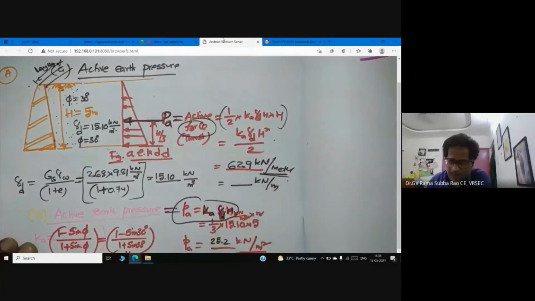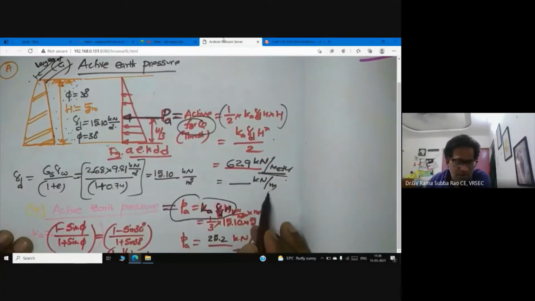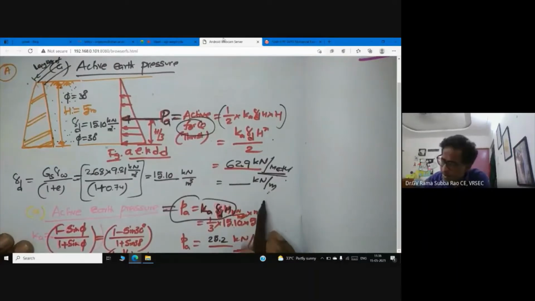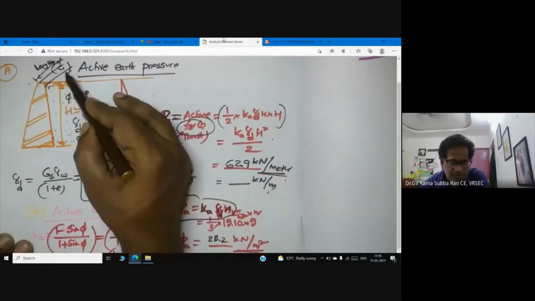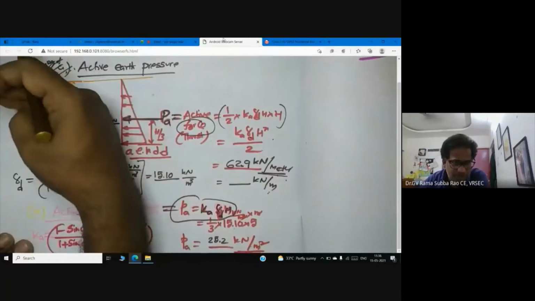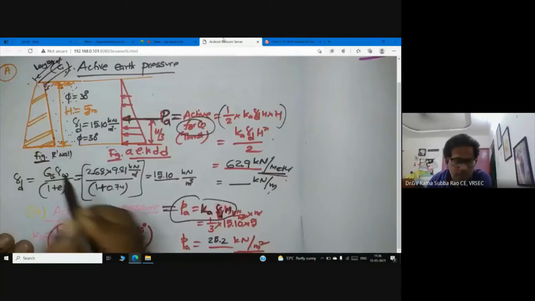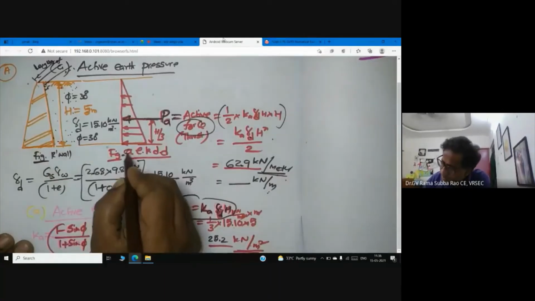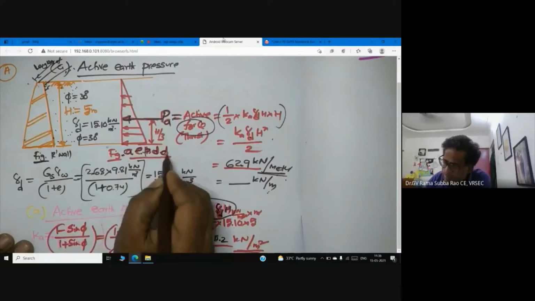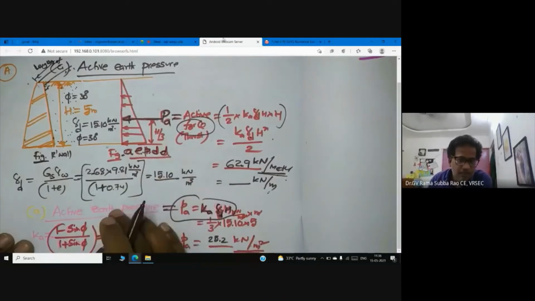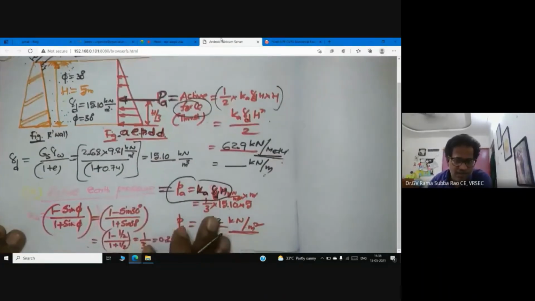Someone can ask me, sir, what are you saying? Yes, I am telling you about active force per meter length of the wall, because many times we are drawing a cross section. This is a figure which shows a retaining wall. This is the figure, it shows the active earth pressure distribution diagram. Okay, so have a good understanding.